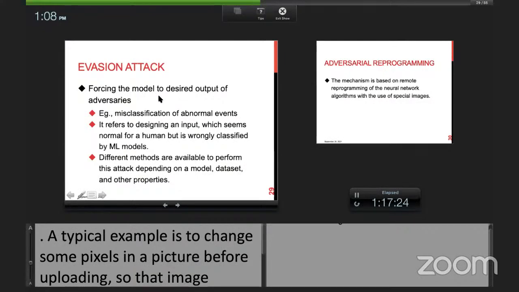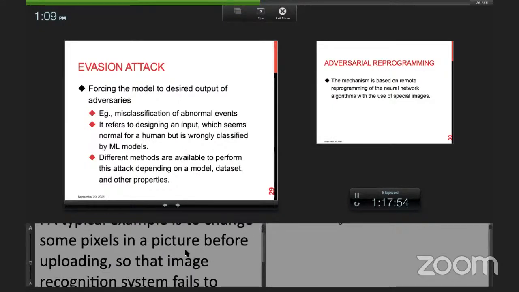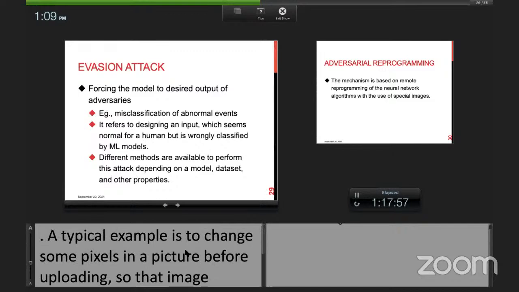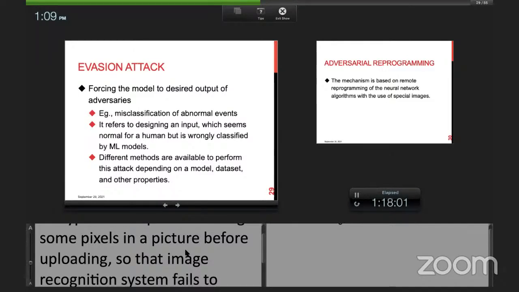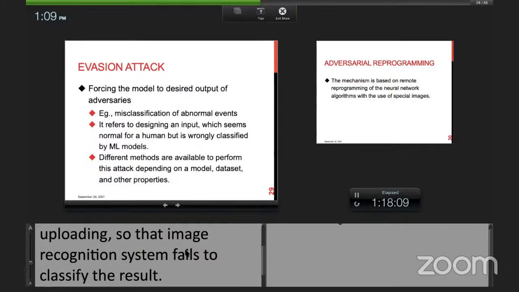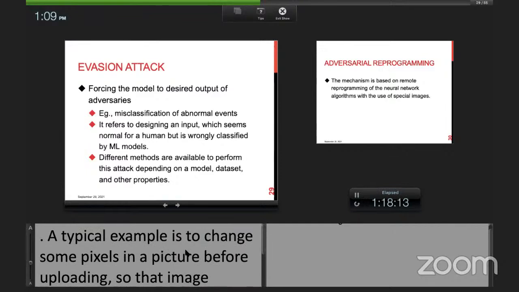Evasion attack forces the model to the desired output of the adversaries, causing misclassification of abnormal events. We have dealt with it many times in different attacks. Basically, it refers to designing an input, some type of adversarial input, which seems normal to a human but is wrongly classified by different ML models. For example, you have an image, and just before uploading, the adversary, the malicious user, simply changes some pixels in the picture. The image recognition system will fail to classify the result, but to the normal eye, the picture will look the same. This is evasion attack.